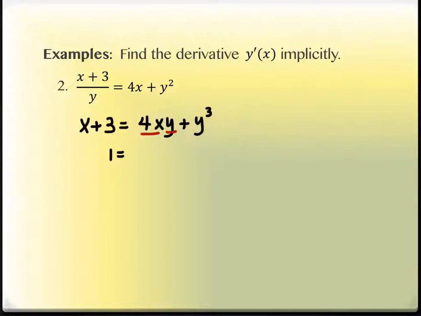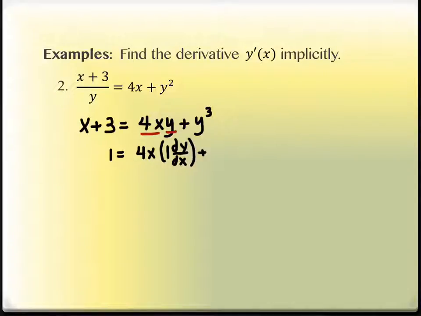And when we do the product rule, we rewrite the first piece first. So the first piece is 4x. And then I need to take the derivative of the second piece. So what's the derivative of y? 1 dy dx. Don't forget the dy dx. That's actually the important part. Okay, that is half of the product rule.